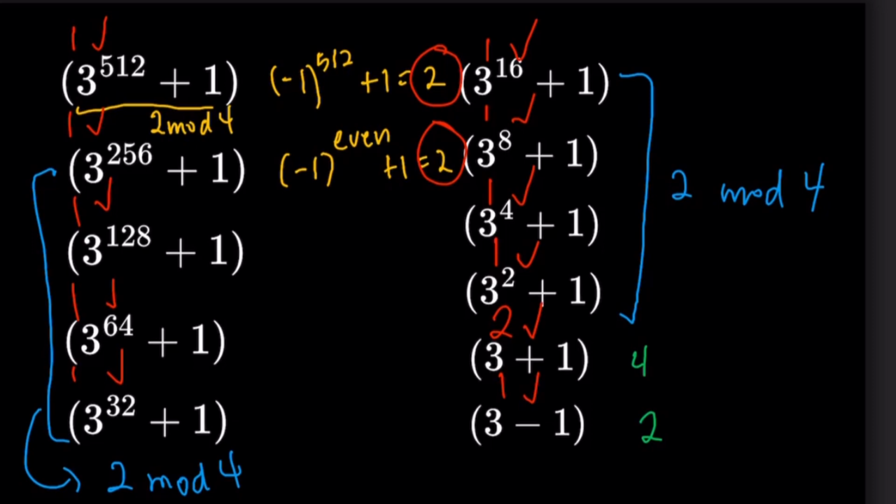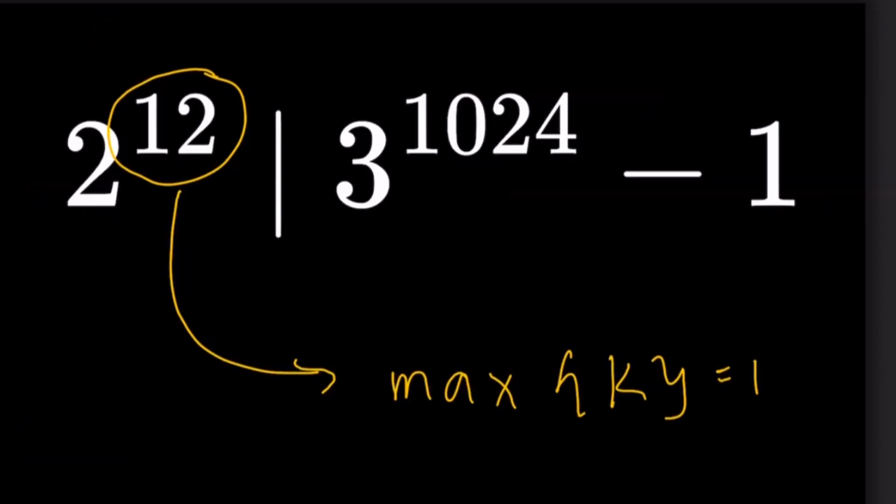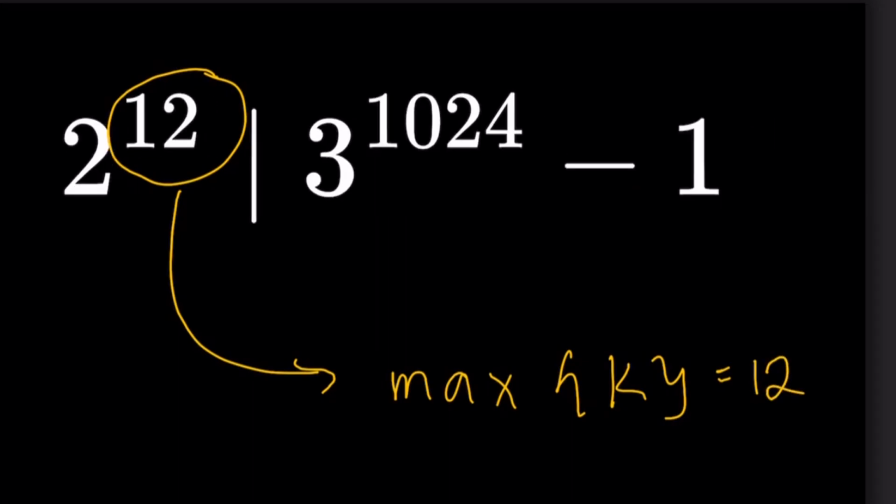Since we're checking under mod 4, that should be enough to calculate all the possible powers of 2. We don't have to do mod 8 anymore, since this is just 4, so that's obviously not divisible by 8, and we don't have to consider mod 8 for additional powers of 2. So adding everything up, there are 12 2s, so 2 raised to 12 would divide 3 raised to 1024 minus 1. And since there are no other possible factors of 2, the maximum possible value of k here is 12. And this will be our final answer.